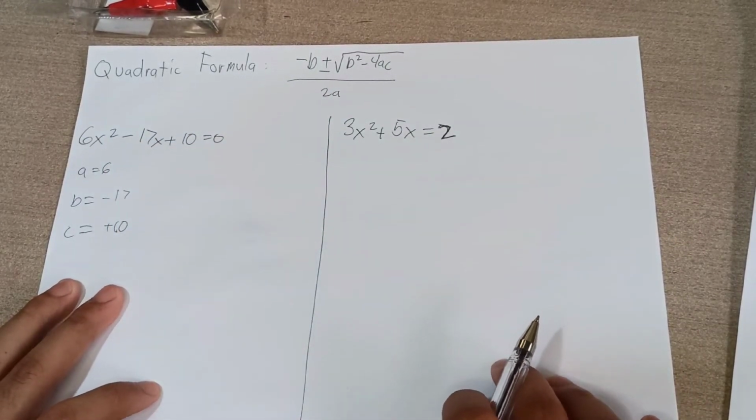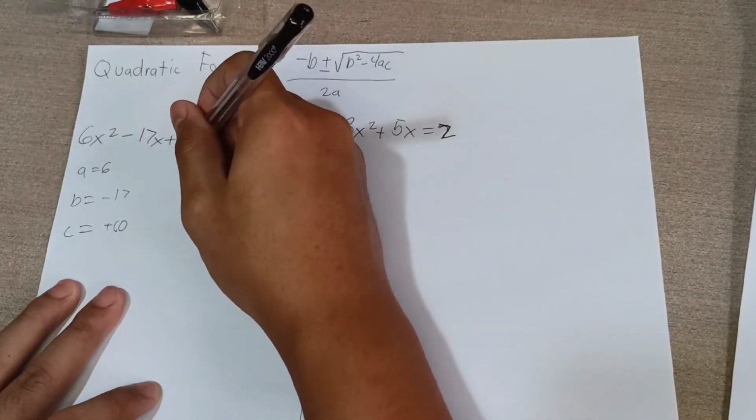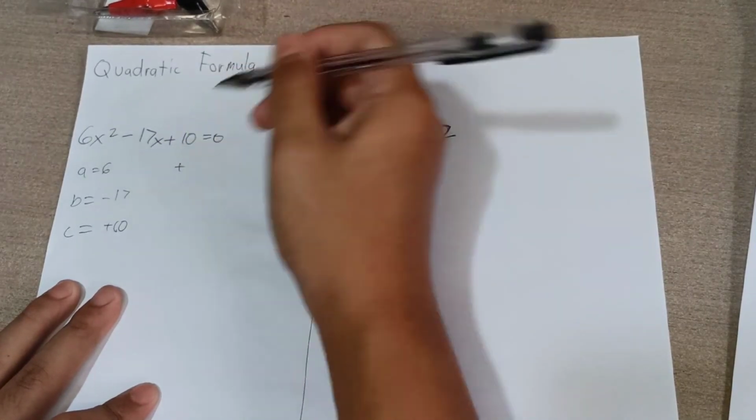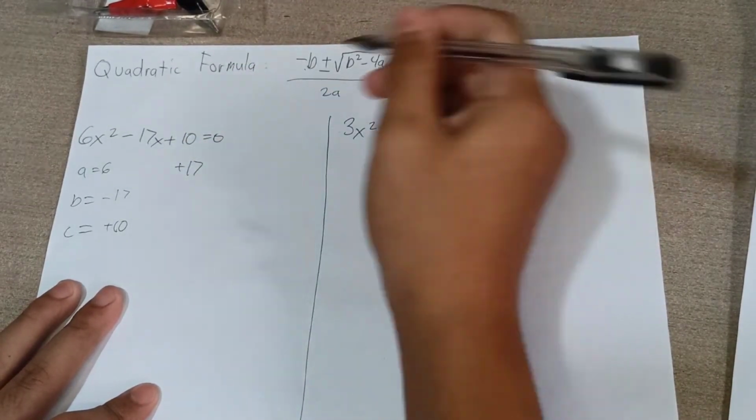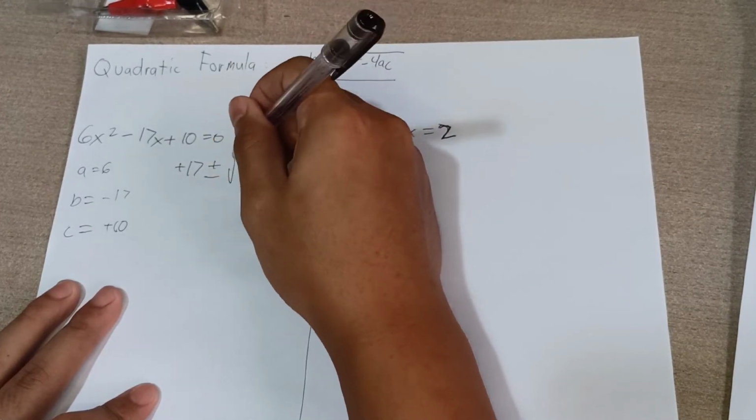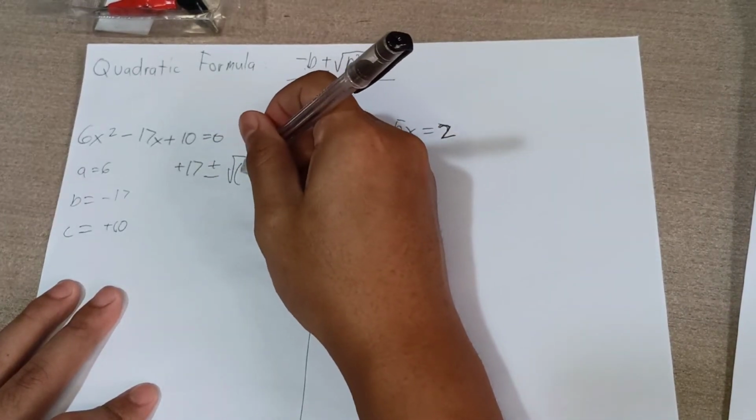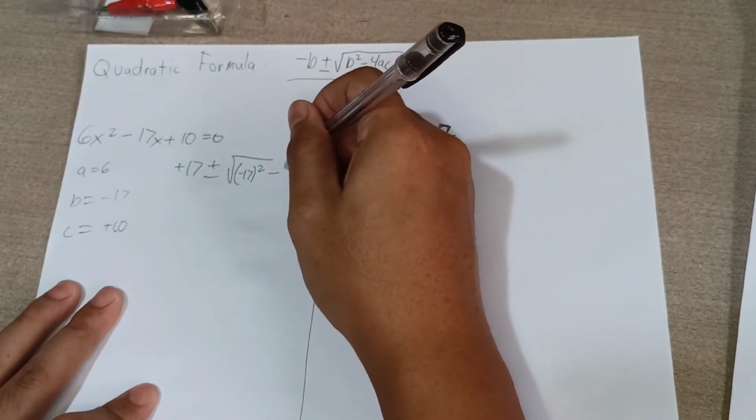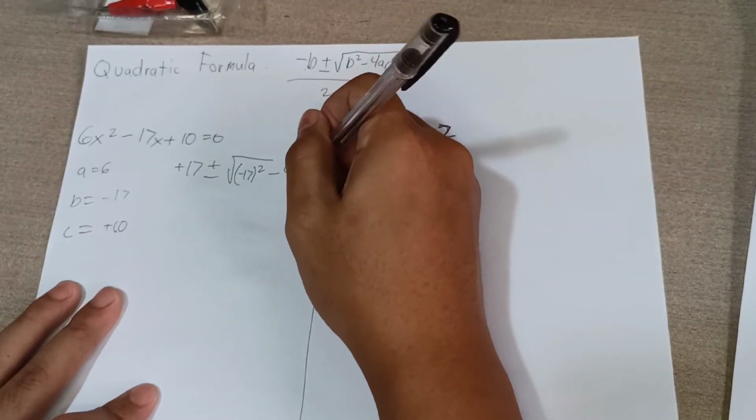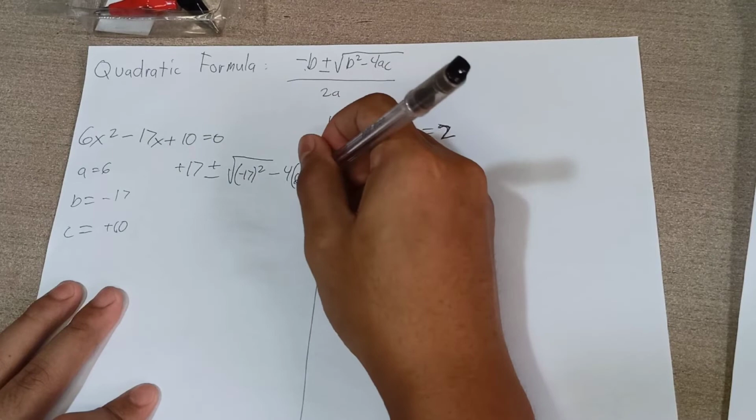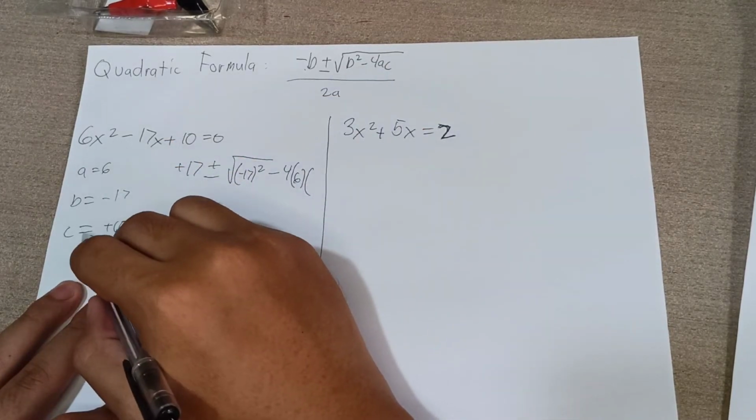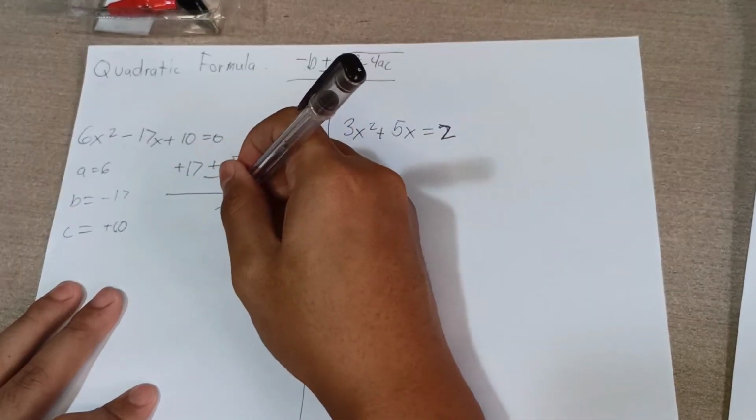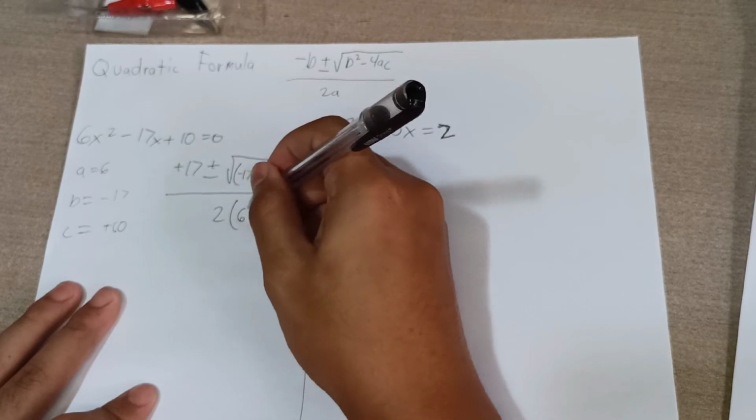Now let's input the numbers on the formula. Negative b will be negative 17, so it will be positive 17. Plus or minus the square root of b squared, negative 17 squared, minus 4a, where a is 6 and c is 10, all over 2a, which is 6.